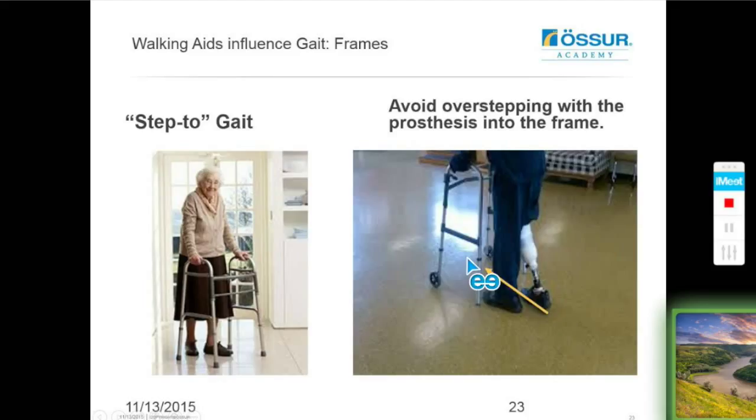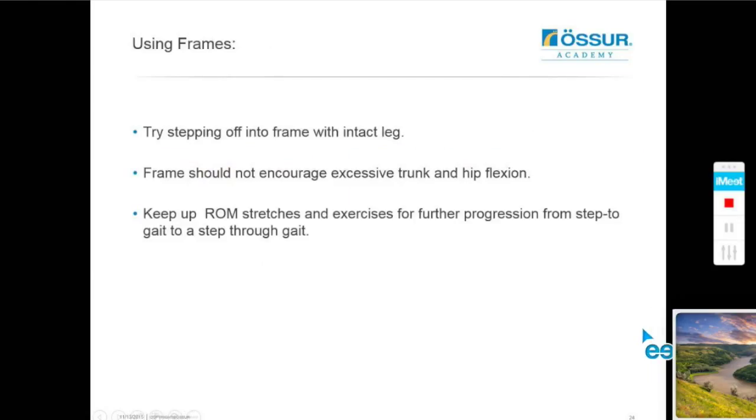We want to avoid overstepping into the frame with the prosthesis, because then when they bring their intact leg into the frame as well, they'll be prone to overbalancing backwards. So we don't want to take a great big step with the prosthesis, remembering that that is something that primary amputees often do because they're overactivating their hip flexors and they want to take a bigger step with the prosthesis. We need to limit that step length. When using frames, we want to try stepping off into the frame with the intact leg, meaning we'll be using extension of the prosthetic leg while we're standing on that and swinging the intact leg forward.